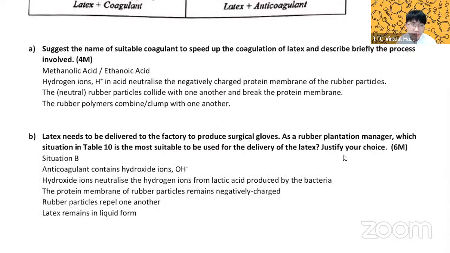Okay. So from here, anticoagulant contains hydroxide, where it will actually neutralize the acid. So the protein membrane can remain the negative charge. Rubber particles still repel each other, it remains in liquid form. Okay, so this will be latex coagulation process. It's kind of common, and I believe you all did quite a lot of questions here.